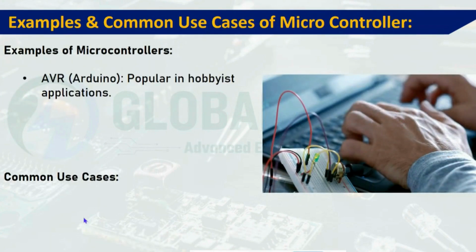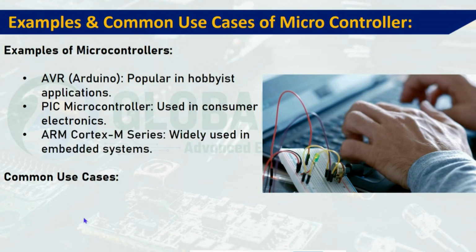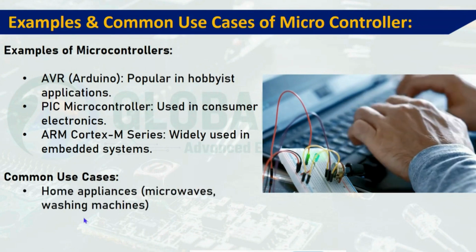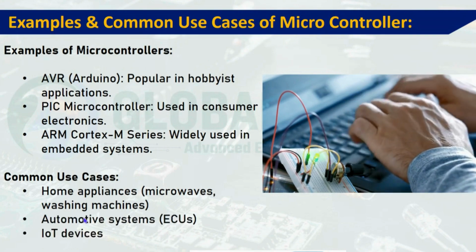Commonly used microcontrollers are the AVR and the Arduino controller, used in some robotics or home projects. We use Arduino and the PIC controller in consumer electronics. ARM Cortex-M series is widely used in embedded systems, and microcontrollers are commonly used in home appliances like microwaves or washing machines, and automobiles like ECUs.